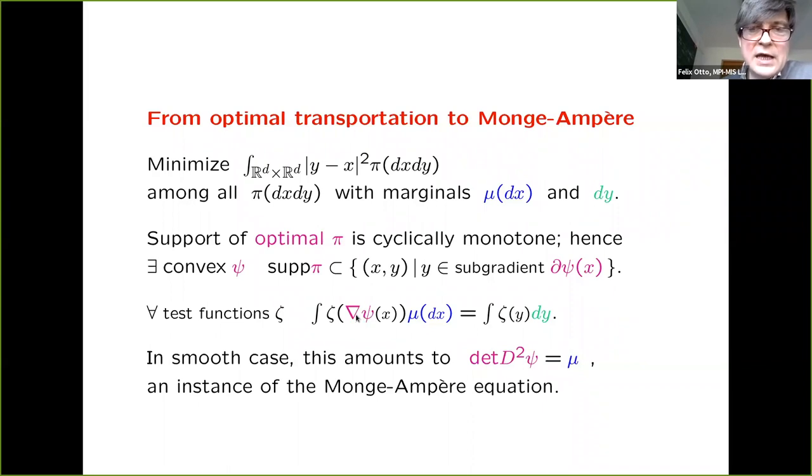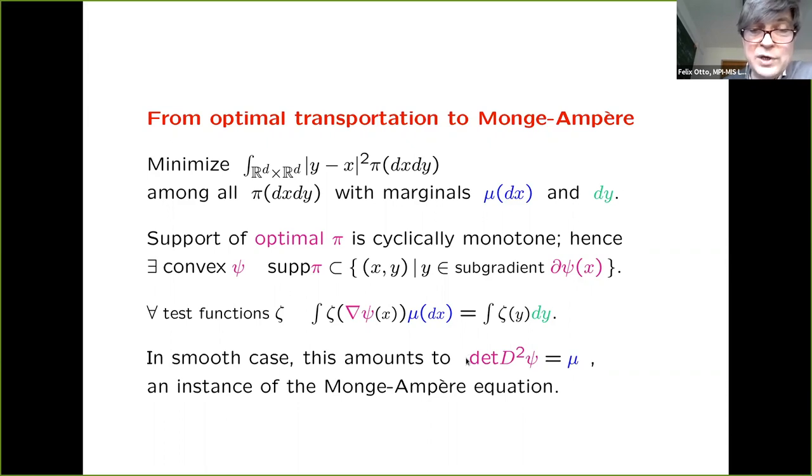And then if you look at this and spell out what the marginal condition means, you realize that for any test function zeta, the integral of zeta composed with the gradient of psi against mu is equal to the Lebesgue integral of zeta. And now if you use a change of variables, and the fundamental theorem of the calculus of variations, because you have an arbitrary test function, you realize that this amounts to the following partial differential equation, at least in the smooth case, namely that the determinant of the derivative matrix of this, which is the Hessian of the potential, is equal to the measure mu. And that's an instance of the Monge-Ampère equation.